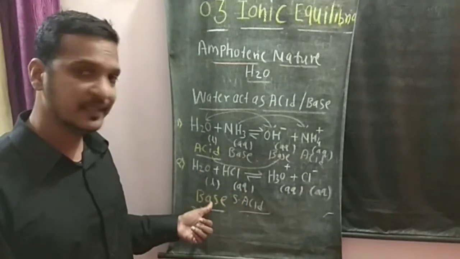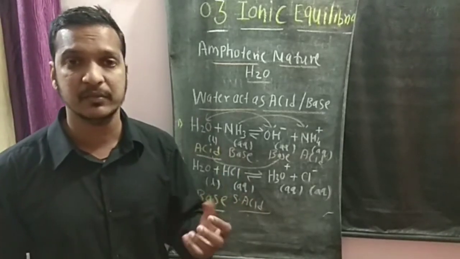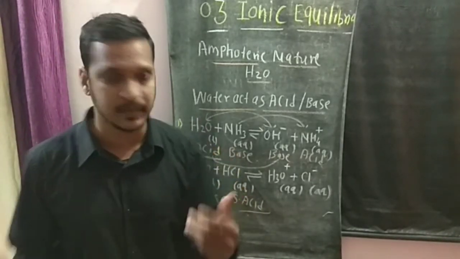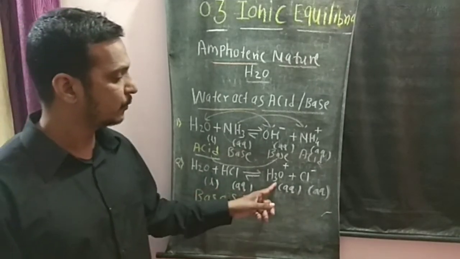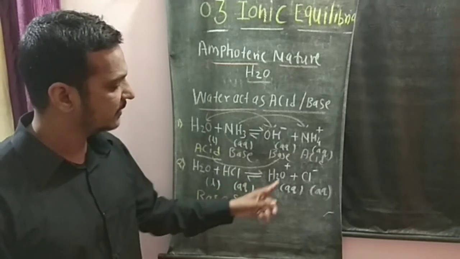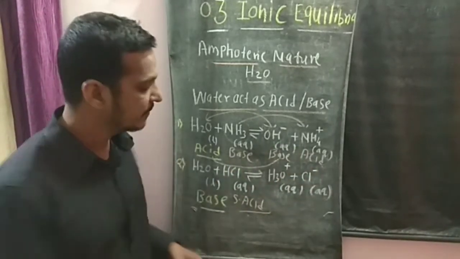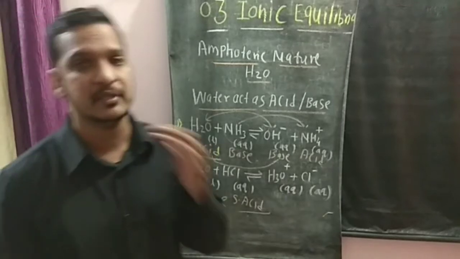And H2O is a base in this case. What is the definition of a base according to the Bronsted-Lowry theory? A base is a substance which accepts a proton, which accepts H plus. So the base H2O accepts H plus from HCl and is converted to H3O plus. Now this is the product side, when H2O reacts with HCl to form H3O plus and Cl minus. Now tell me, out of these two, Cl minus and H3O plus, which is acid and which is base?